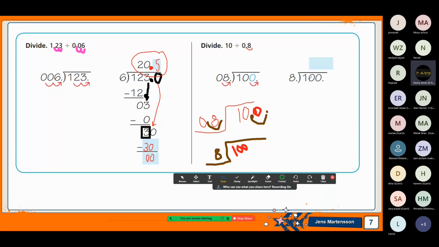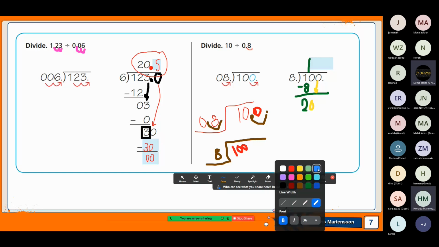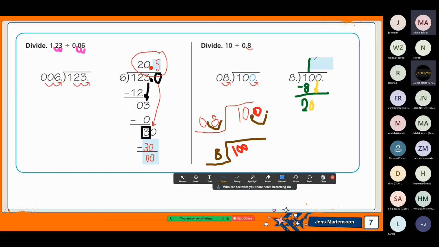Can't see your screen. 10 divided by 8, it's 1. 1 times 8 equals 8. 10 minus 8 is 2. Bravo. Then what do you have to do next? Put the 0 down. Bravo. 20 divided by 8, it's 2. Bravo. You were right.